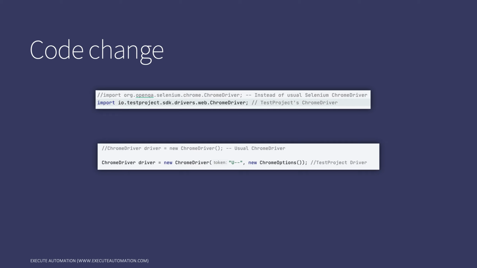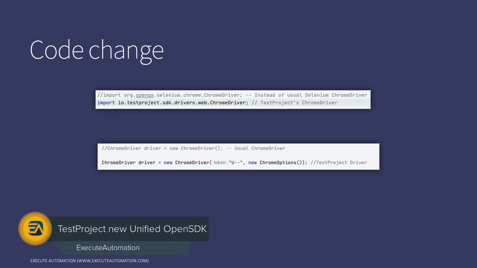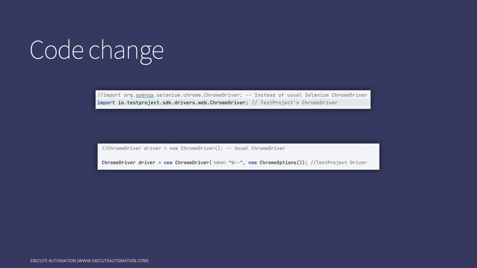So you need to actually use the Chrome driver, and then you need to pass the token. Again, this is the only thing, right? The token is the one place or point where the TestProject agent within your code is going to communicate with the TestProject platform, and that's where the authentication mechanism basically happens.